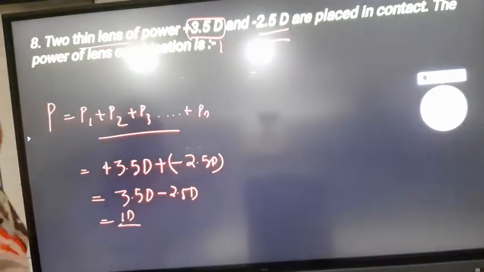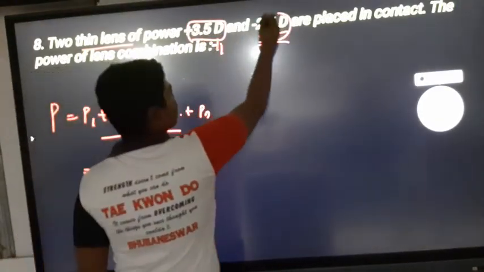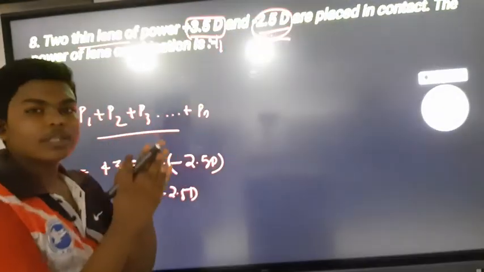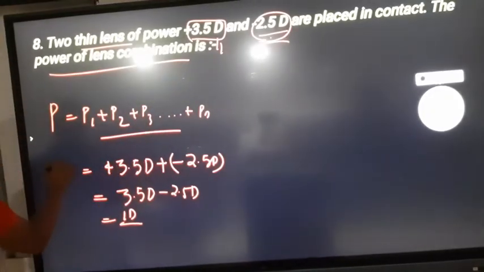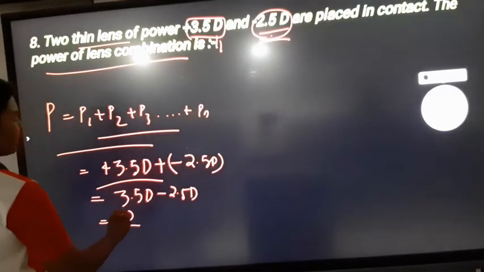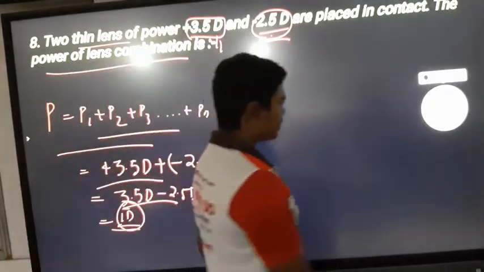So the first power given is 3.5 diopter, which is a convex lens, and the second power is negative 2.5 diopter, which is a concave lens. When they are kept in close contact, we have to find the power of the lens combination. If you know the formula, then we can get the answer. 3.5 diopter minus 2.5 diopter is 1 diopter. So the lens combination power will be 1 diopter. Let us see the next question.